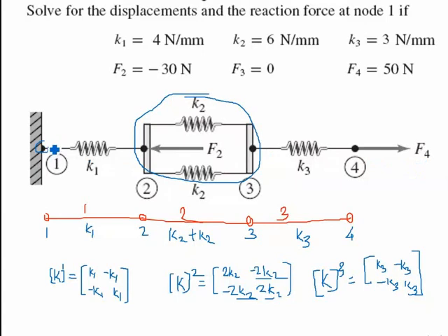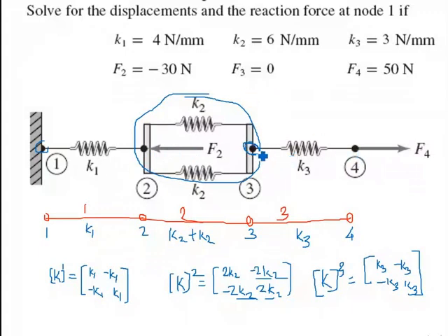For U1, F1 is 0 at node number 1. That is U1 is equal to 0. Okay, and at node number 2 there is a force F2. Now what about the force at node number 3? It is given 0. Yes, it is.